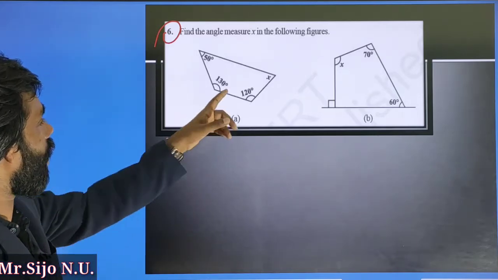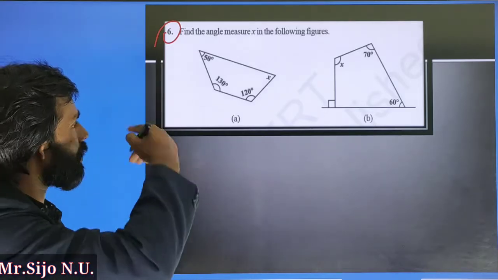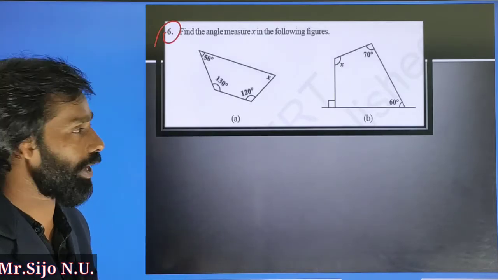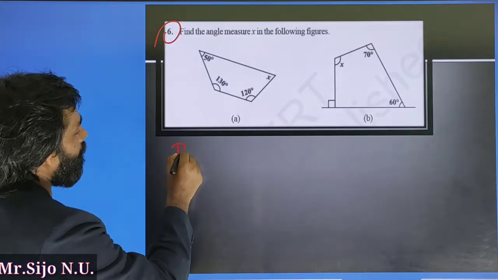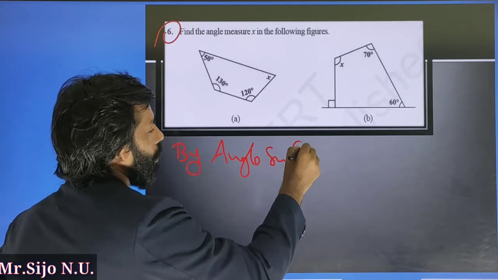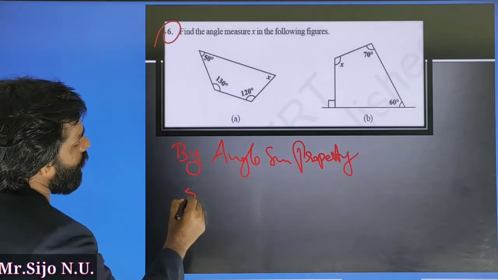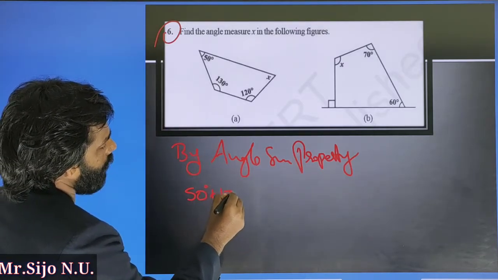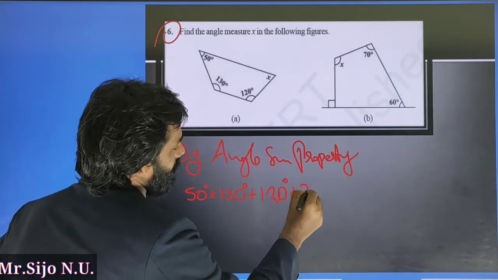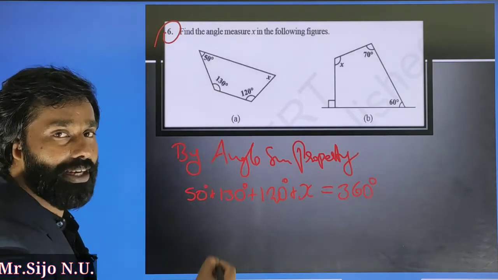Well, what is this figure? Yes, it is a quadrilateral. We know the angle sum property of a quadrilateral: the sum of the measures of the angles should be 360 degrees. We have learned that already, so we can apply it here. By the angle sum property, we can write 50 plus 130 plus 120 plus x equal to 360 degrees, right? Because of the angle sum property, we know that.